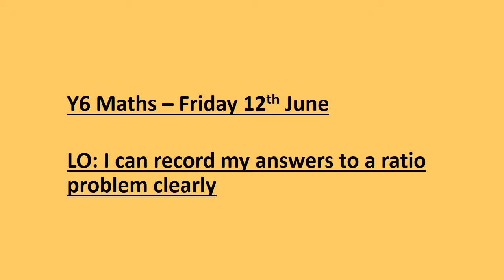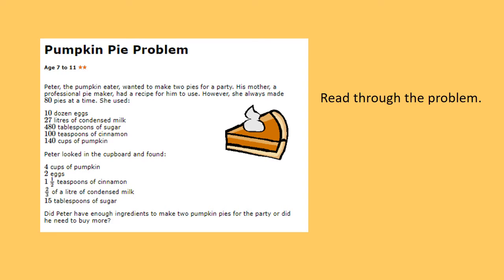This is Year 6 Maths for Friday the 12th of June, and the learning objective is I can record my answers to a ratio problem clearly. We're going to be working through a longer ratio problem today, so to start with, pause the video and have a read through of this pumpkin pie problem for yourself.